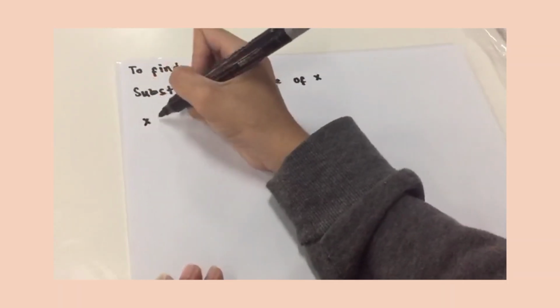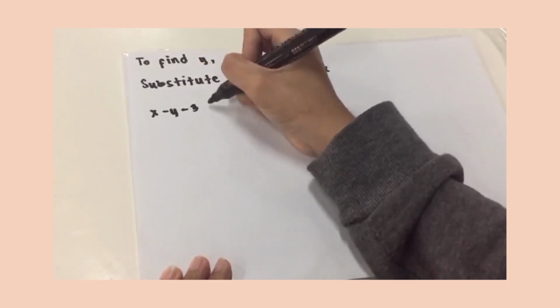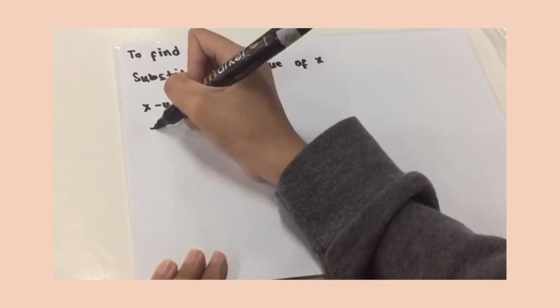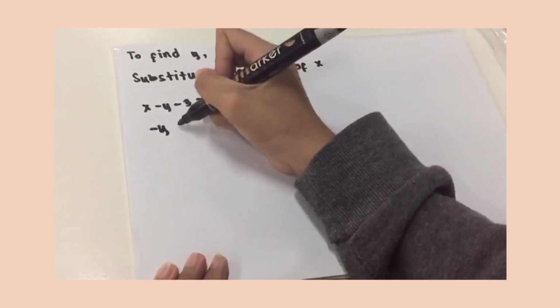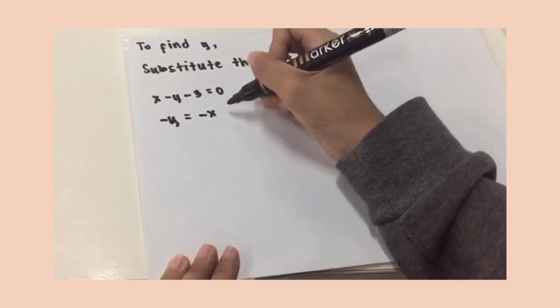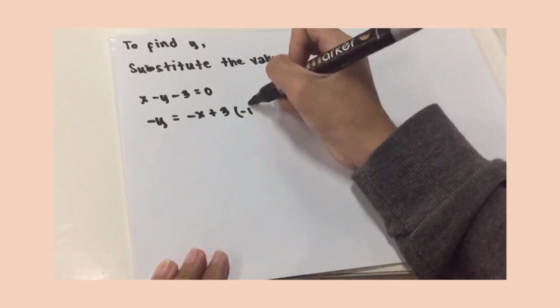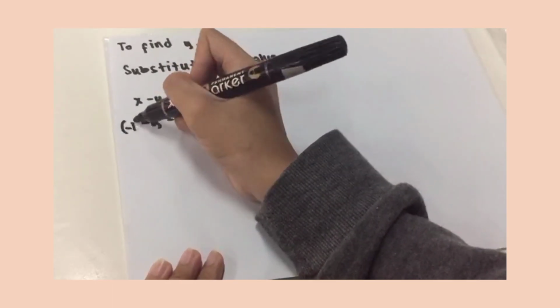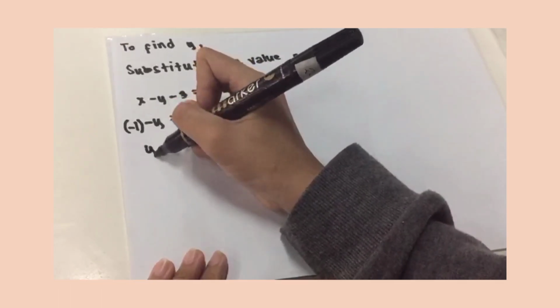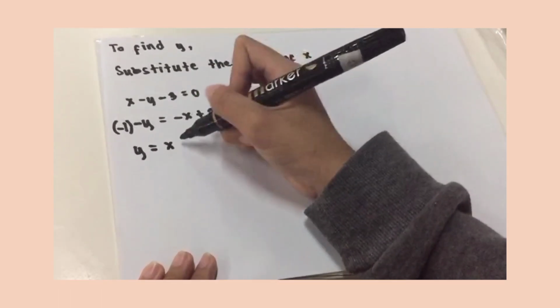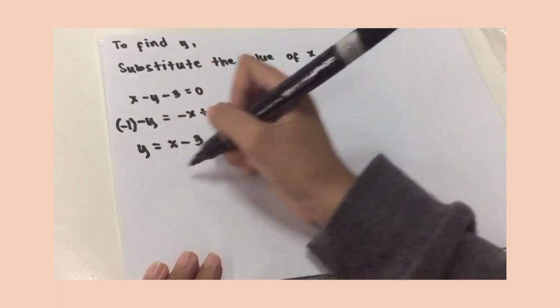And to find the value of y, we use the substitution method, where we isolate the variable y to the right side, for it is our unknown variable. We multiplied both sides by negative 1 to reverse the signs of the terms, in order for the unknown variable's sign to be positive. And just like that, we now have the equation y equals x minus 3.